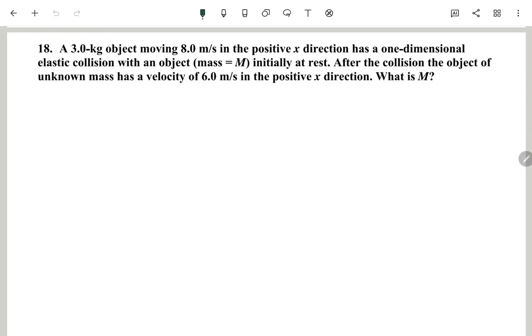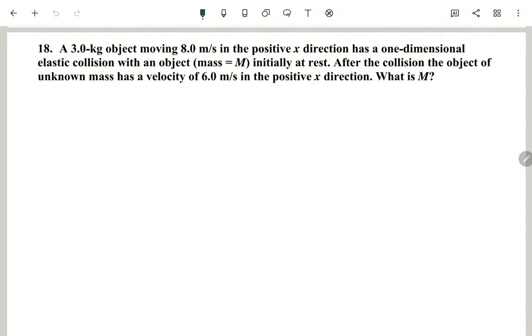A 3 kilogram object moving 8 meters per second in the positive x direction has a one-dimensional elastic collision with an object with mass equal to m initially at rest. After the collision, the object of unknown mass has a velocity of 6 meters per second in the positive x direction. What is the mass m?